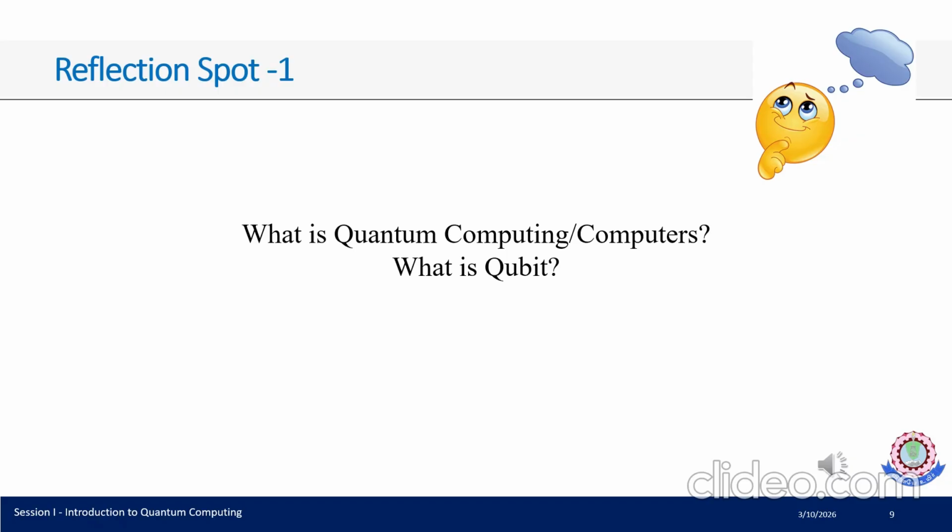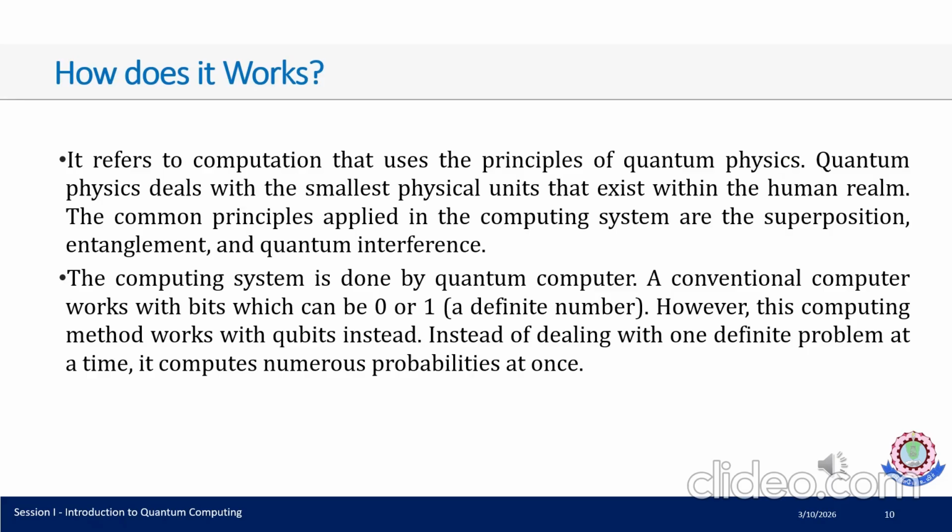I think, learners, you all have the idea of what quantum computing, quantum computers and qubits are. Working principles of quantum computing: it refers to computation that uses the principles of quantum physics. Quantum physics deals with the smallest physical units that exist within the human realm. The common principles applied in the quantum system are superposition, entanglement, and quantum interference.